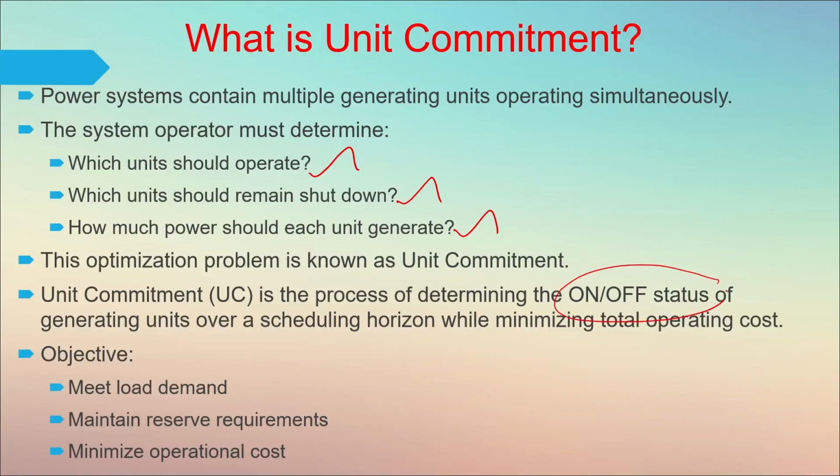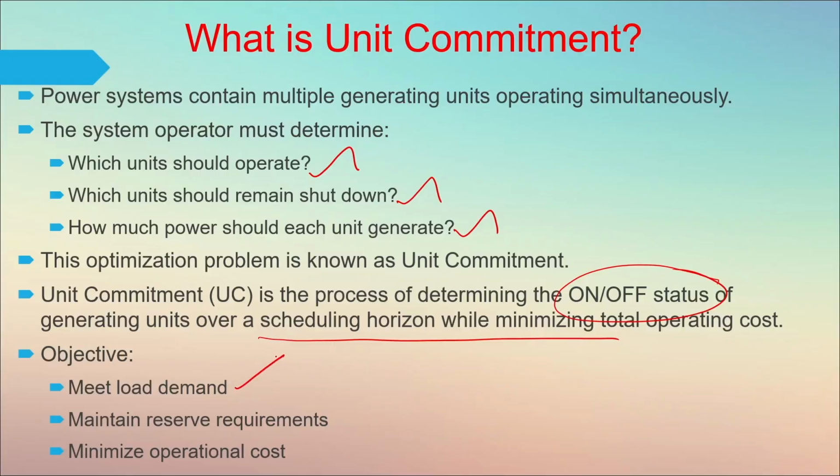So this kind of problem that looks for what units should operate, what should remain shut down, and how much power should be generated is called unit commitment. So what is unit commitment? It is defined as the process of determining the on/off status of generating units, which power unit should be off and which should be on, over a scheduling horizon while minimizing the total operating cost. So our objective is to minimize the total operating cost, but we need to think about the scheduling horizon.